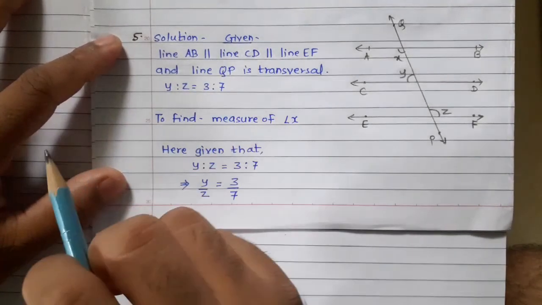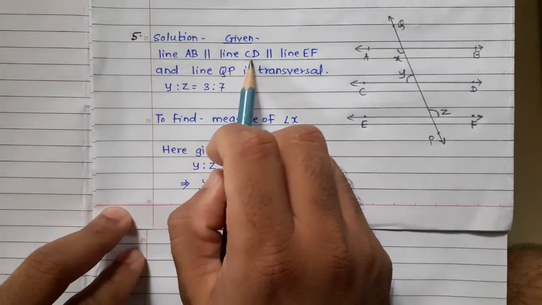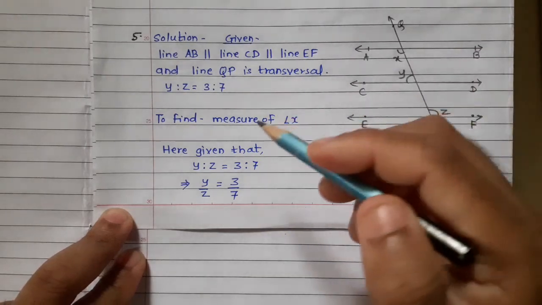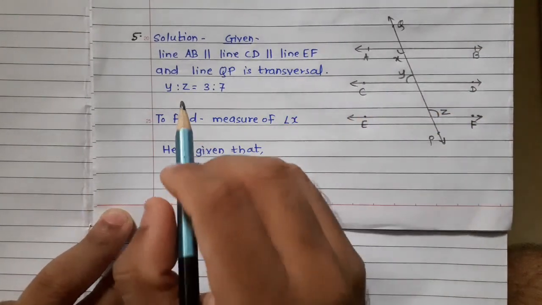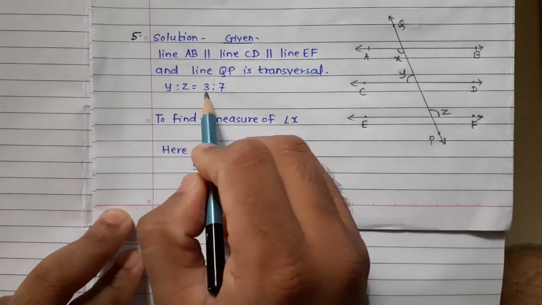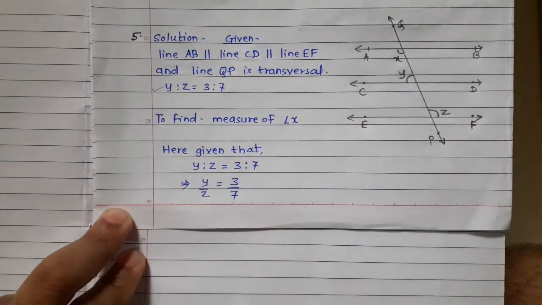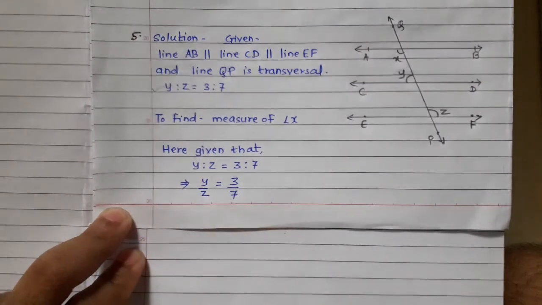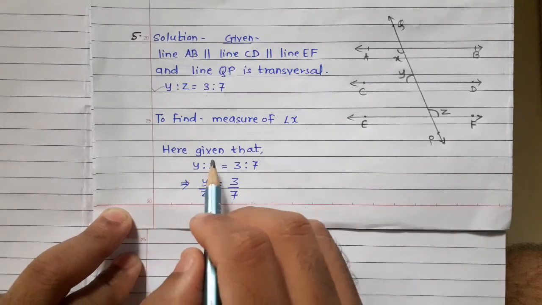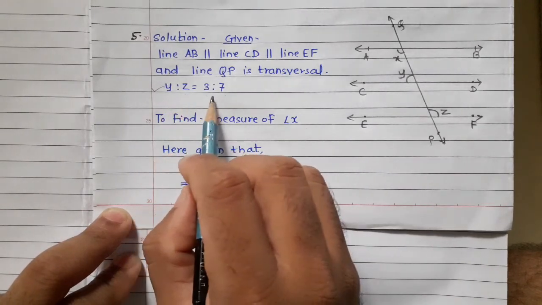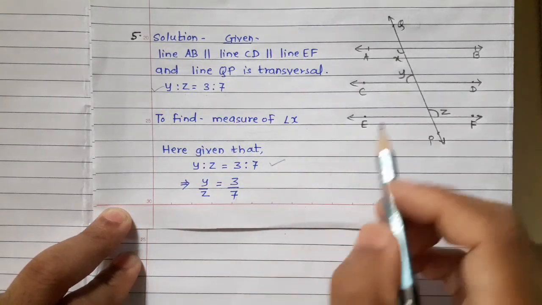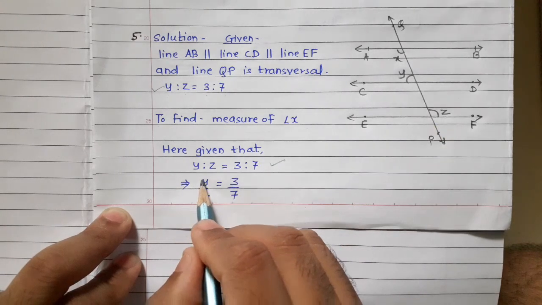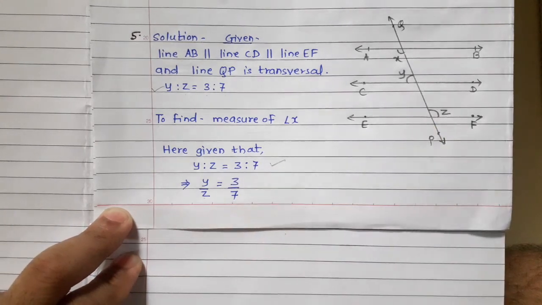Solution. Write down the given first. Line AB parallel to line CD parallel to line EF, and line QP is their transversal, and also given that y : z is equal to 3 : 7. The ratio is given. Here we have to find the measure of angle X. The ratio of angle y and angle z is given, so y upon z is equal to 3 upon 7.